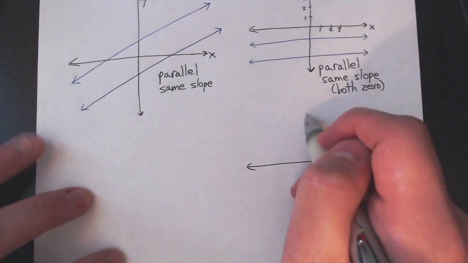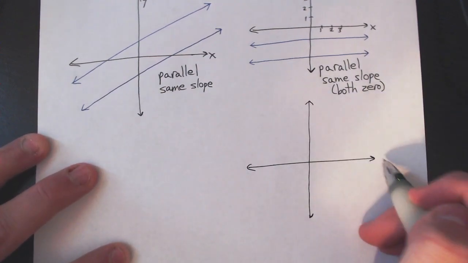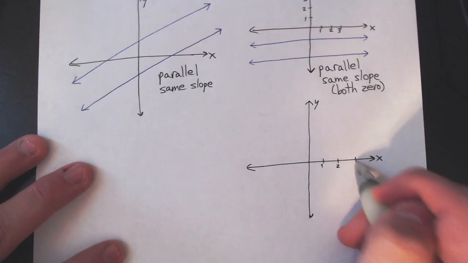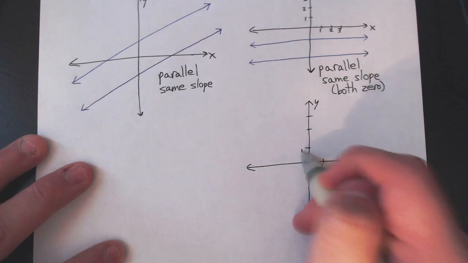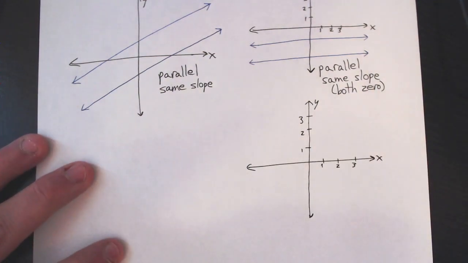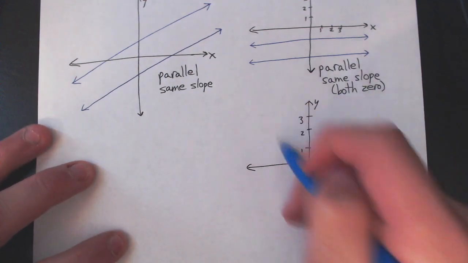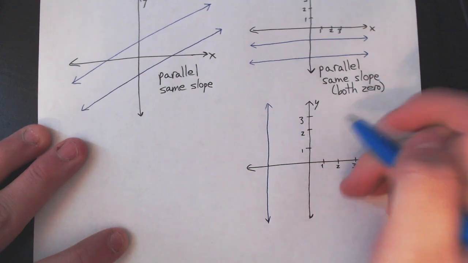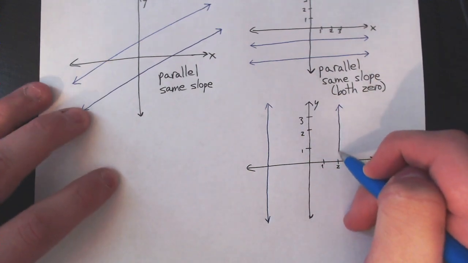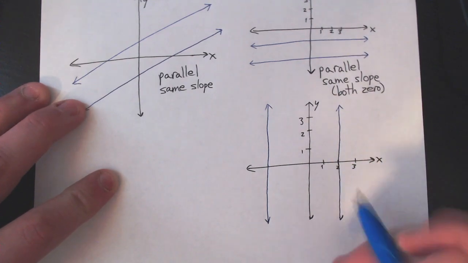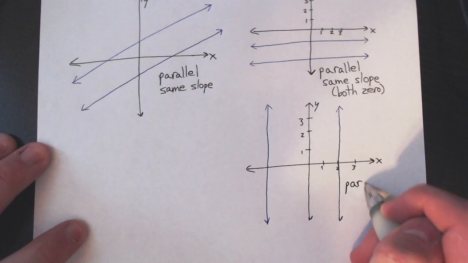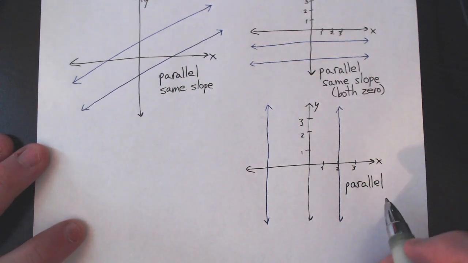There's one other case where two lines could be parallel. How about this line, vertical, and this line, which is also vertical? They don't have to be super close to each other. They can be spread out a little bit. But two vertical lines look like they are never going to intersect, right? So I'm going to say that these are parallel lines. They are parallel to each other.